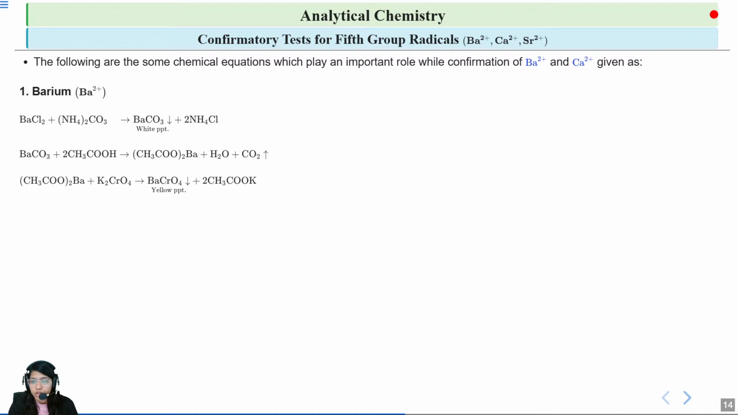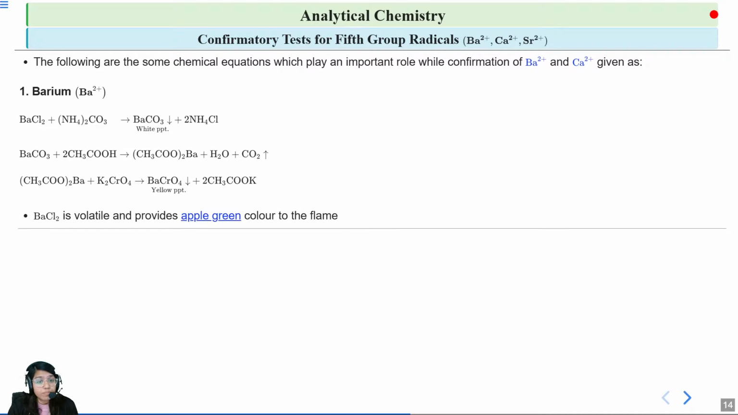This reaction is commonly used in qualitative analysis to identify barium ions, as the yellow precipitate is a clear indicator of their presence. So, the formation of a yellow precipitate of BaCrO4, barium chromate, clearly indicates the presence of barium ions in the salt. BaCl2, barium chloride, is very volatile and it provides an apple green color to the flame in the flame test.